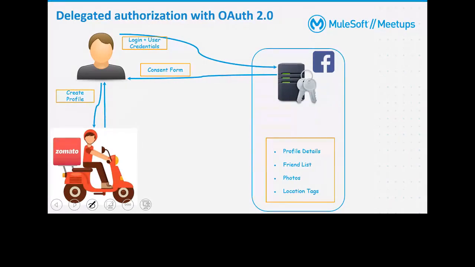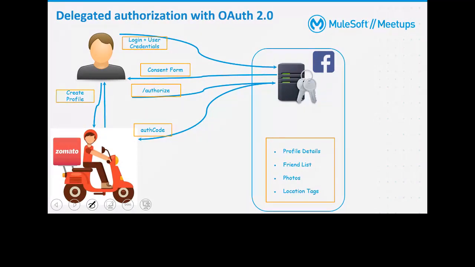If I approve, then what happens? The authorization goes to Facebook. I don't want to take those actors right now, so I'll simply say Facebook. Once the authorization response goes back to Facebook, you will get an authorization code, and that authorization code directly goes to Zomato. I'll tell you how that code directly goes to Zomato. We'll come back to that point the moment I discuss the terminology.